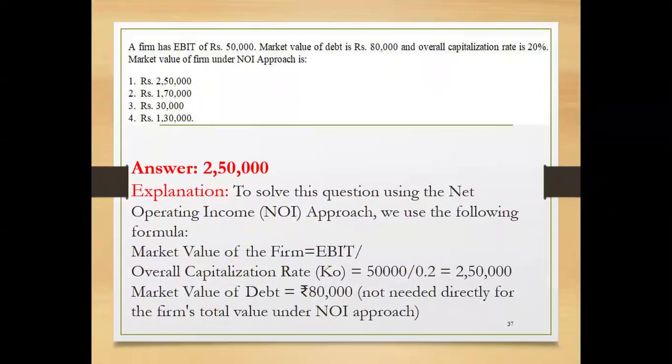The next question is a firm has EBIT of 50,000, market value of debt is 80,000, overall capitalization rate 20%. The market value of the firm under the net operating income approach, the formula is EBIT divided by the overall capitalization rate, that is 2,50,000. So the market value of debt is not needed directly for the firm's total value under the net operating income approach here.